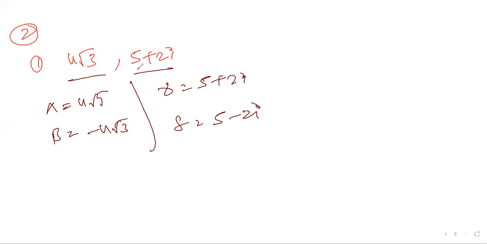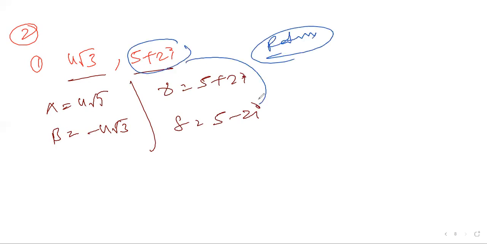Okay, can you read the question once again? Form the equation with rational coefficients. Rational coefficient means if one root is 5 plus 2i, the other root is 5 minus 2i. One is 4 root 3, and the other root is minus 4 root 3. You got how many roots right now? 4 roots you got.